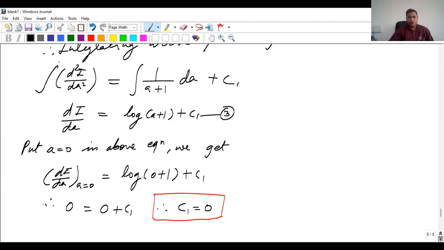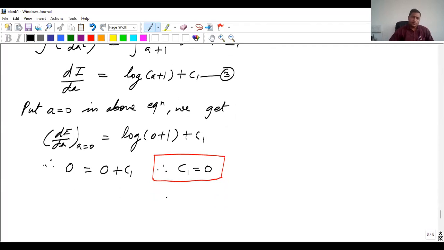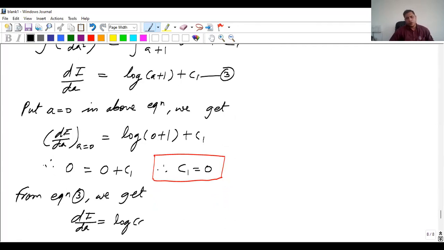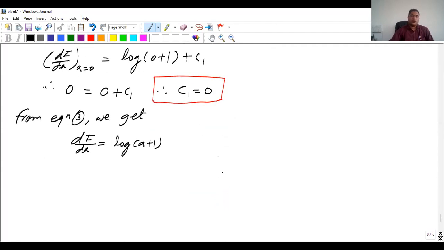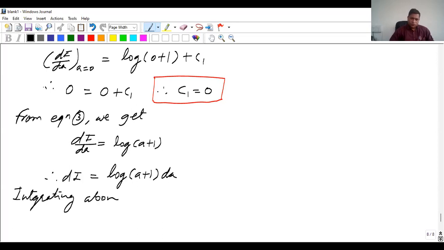And once we get C1 is equal to 0, we can put this in equation 3. Okay, so from equation 3, we get dI/da is equal to log of a plus 1. So now, again, this is variable separable. So dI is log of a plus 1 da. What we can do is integrating the above equation, we get.